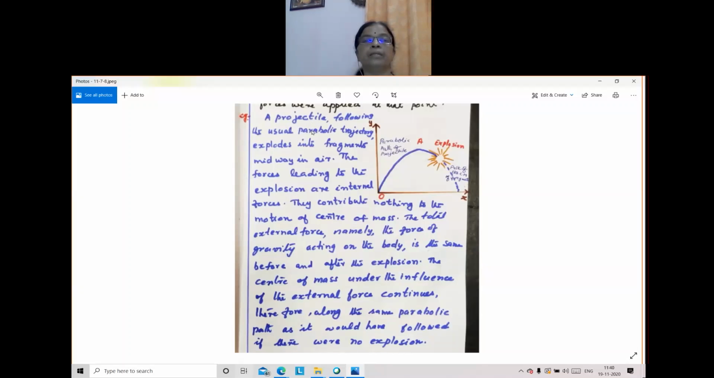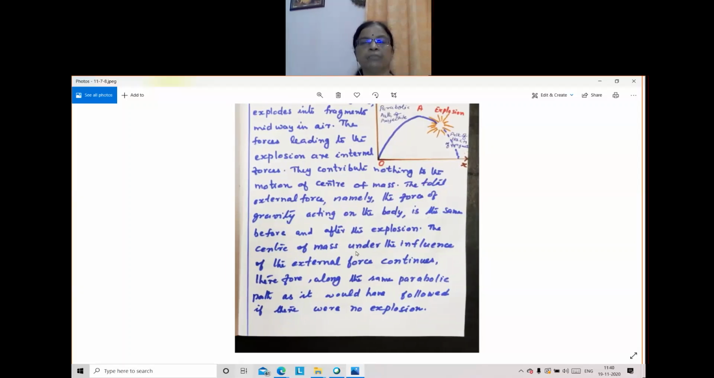Projectile following the usual parabolic trajectory explodes into fragments midway in air. Here, projectile means the firecracker. The forces leading to the explosion are internal forces. They contribute nothing to the motion of center of mass. The total external force, namely the force of gravity acting on the body, is the same before and after the explosion. Center of mass under the influence of external force continues therefore along the same parabolic path as it would have followed if there were no explosion.